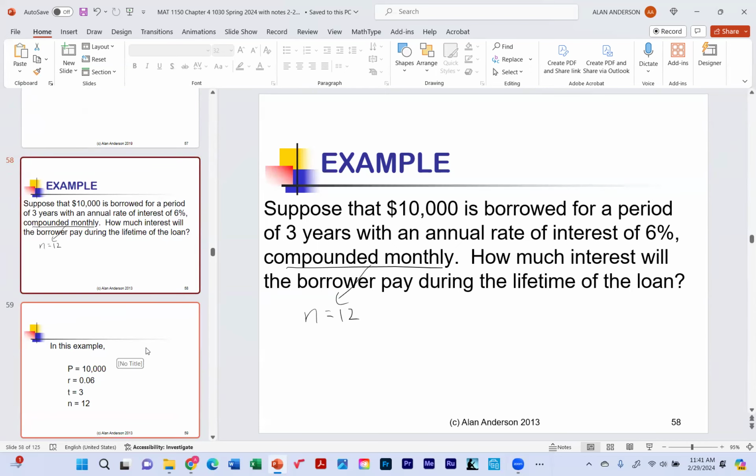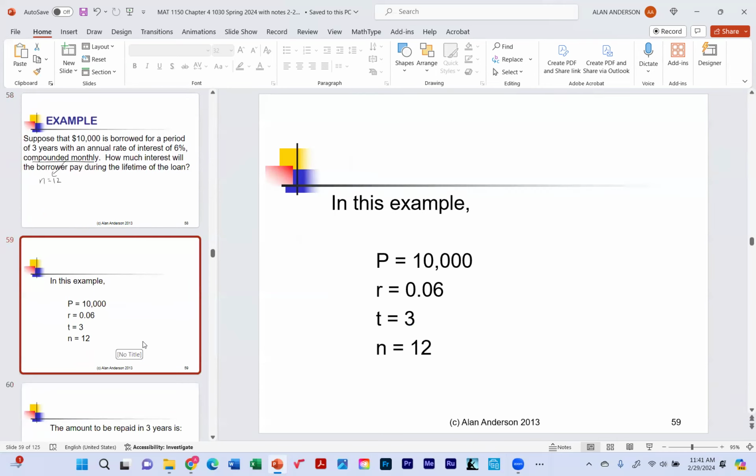So keep in mind, now we're going to gather up the data that we have. P is 10,000. That's the amount we borrowed. That's our principal. R is 6%, meaning the annual rate is 6% that we're borrowing at. T is 3 years. It's a 3-year loan. And n is 12, the monthly compound. In other words, the fact that it says 12 here means the interest is compounded monthly.